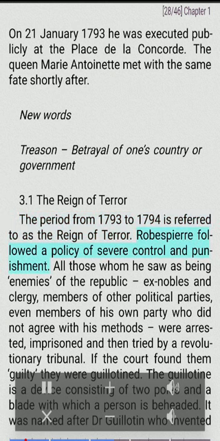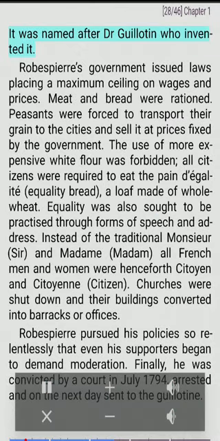3.1 The Reign of Terror. The period from 1793 to 1794 is referred to as the Reign of Terror. Robespierre followed a policy of severe control and punishment. All those whom he saw as being enemies of the Republic, ex-nobles and clergy, members of other political parties, even members of his own party who did not agree with his methods, were arrested, imprisoned and then tried by a revolutionary tribunal. If the court found them guilty, they were guillotined.